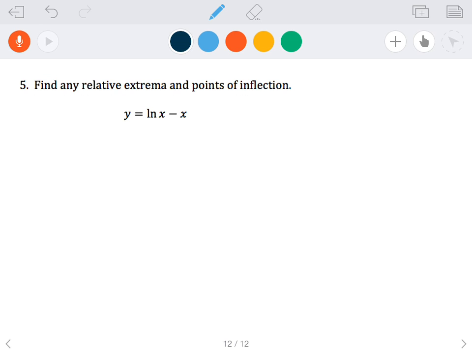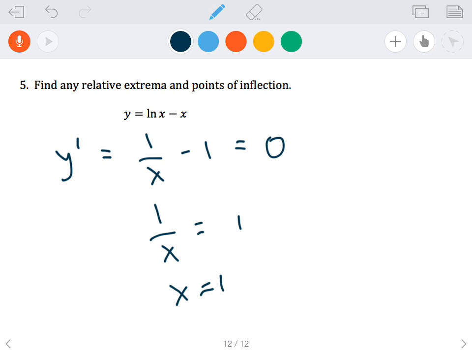Find any relative extrema and points of inflection, y equals natural log of x minus x. I know my routine for finding relative extrema is I have to find my critical numbers, which is where my derivative is equal to 0. So we'll start by finding the derivative. y prime equals 1 over x minus 1. Set that equal to 0 and solve for x. So 1 over x equals 1, x equals 1.